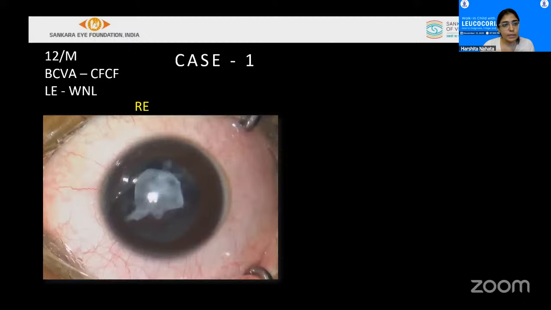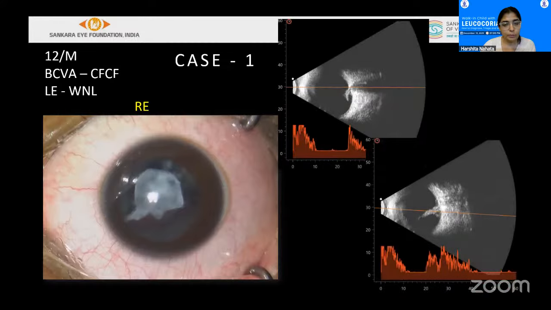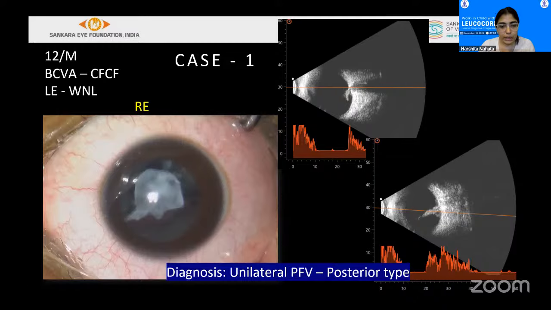So beginning with the case series, the first case was a 12-year-old male child who presented with counting fingers vision, and the mother noticed a white reflex in the right eye. The left eye was absolutely normal. As the anterior segment picture here shows, there was a lenticular opacity obscuring the pupillary area. Upon doing an ultrasound scan, we can clearly see a hyperreflective stalk-like lesion arising from the disc and reaching towards the posterior surface of the lens. Now, this was a unilateral PFV of posterior type.